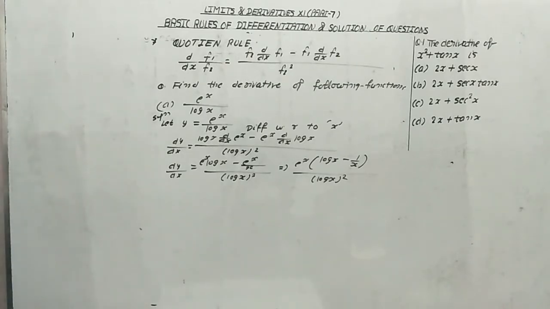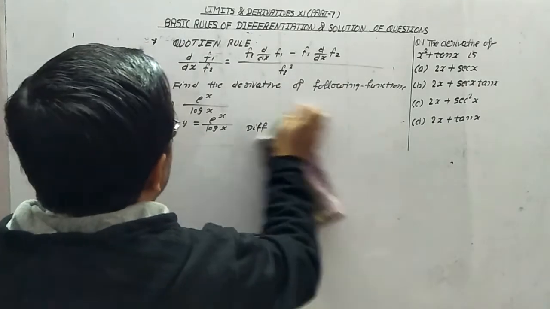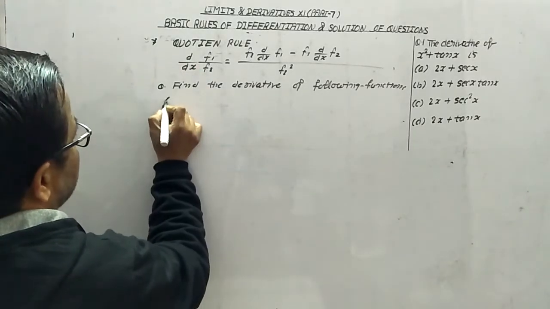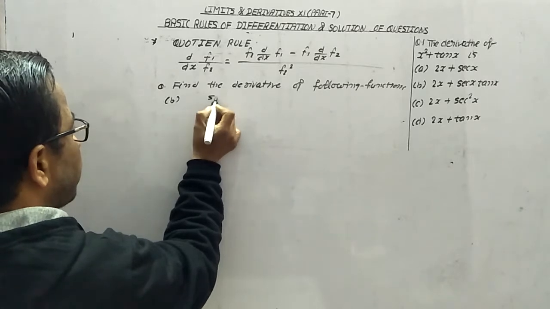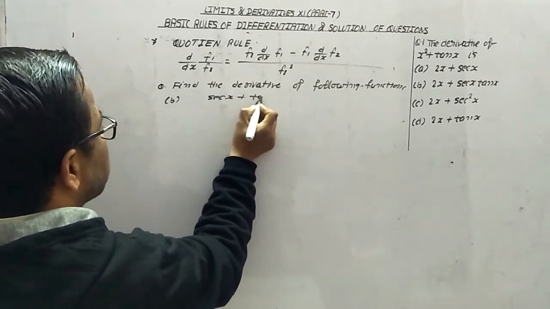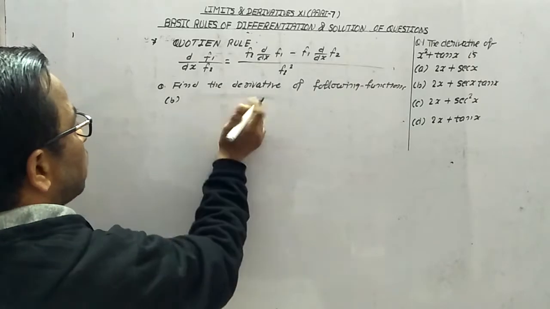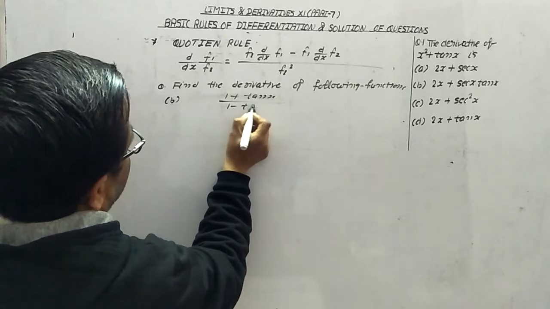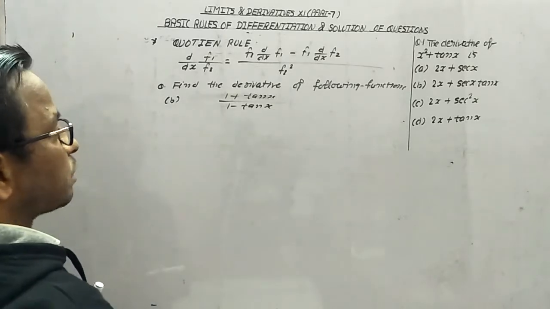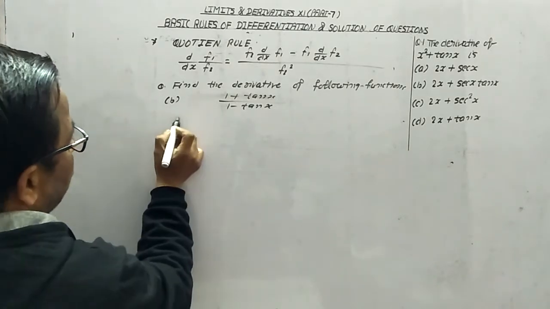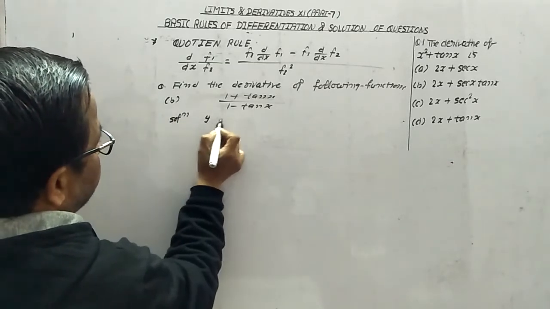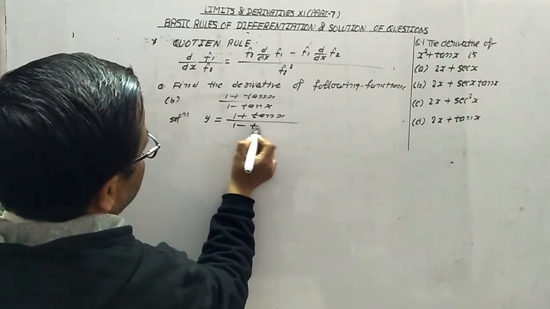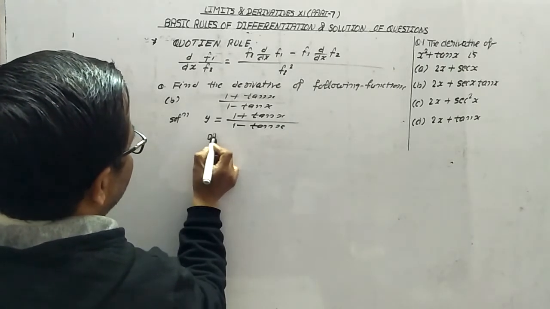In this part, suppose we have a question: find the derivative of sin x plus cos x, or we can say sec x plus tan x. Suppose the question is 1 plus tan x upon 1 minus tan x. This is the best example to understand the concept. So how will we do the solution? In the solution, we will say let y is equal to 1 plus tan x upon 1 minus tan x. Now differentiate with respect to x.